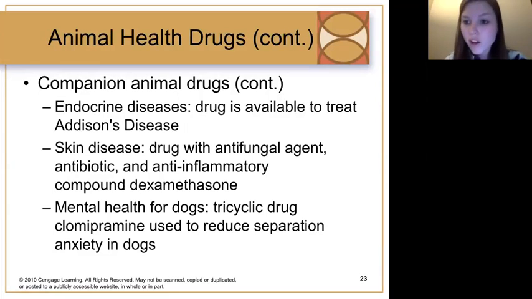Mental health for dogs. If you have a dog that just gets really, really stressed out or really anxious and you really want to put them on something and pay that extra expense, there are drugs that can reduce separation anxiety and calm the animal down. If you have a dog that just tears up your house every time you leave, it may be something to consider.